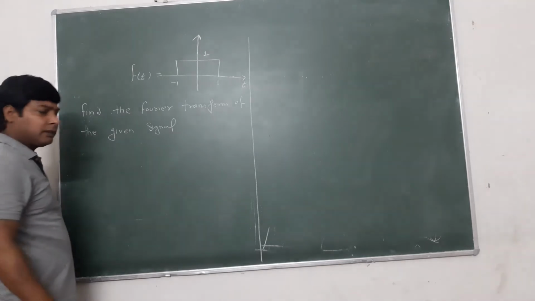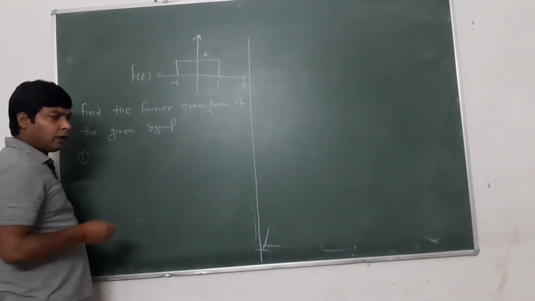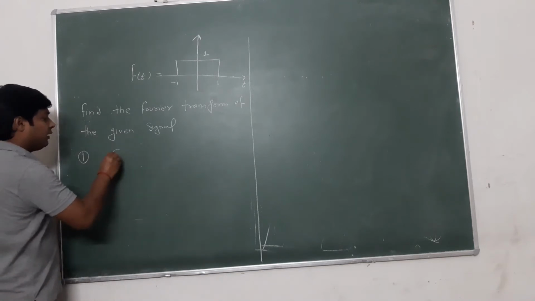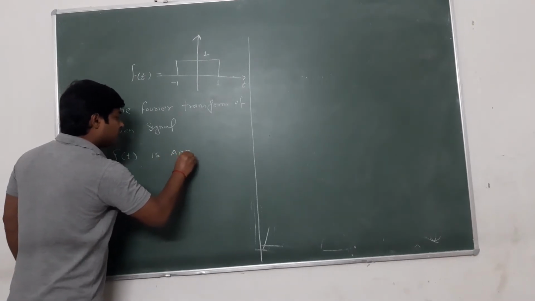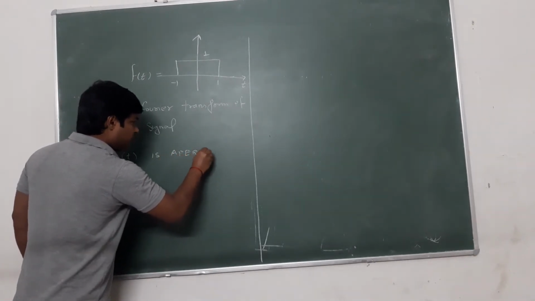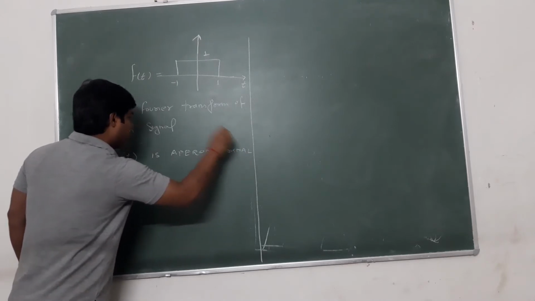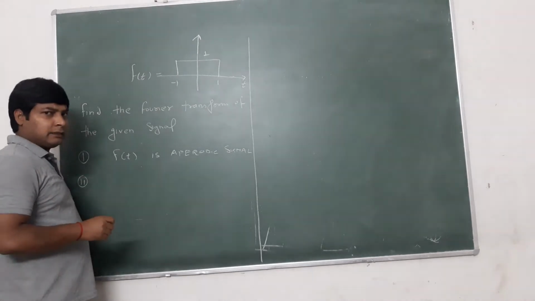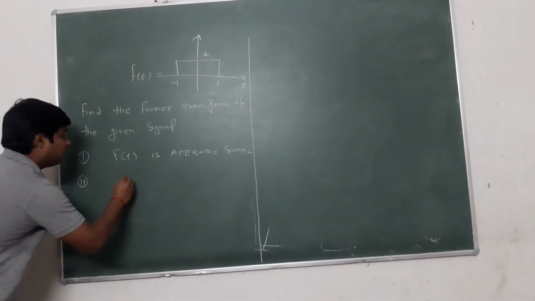So check the conditions. The first condition: is the given signal periodic or aperiodic? f(t) is an aperiodic signal. Second, is it satisfying the existence condition, that is also known as the Dirichlet condition? So let us check that.